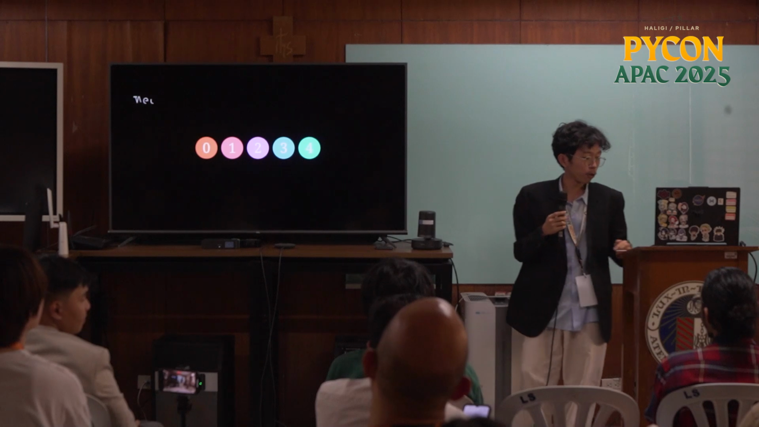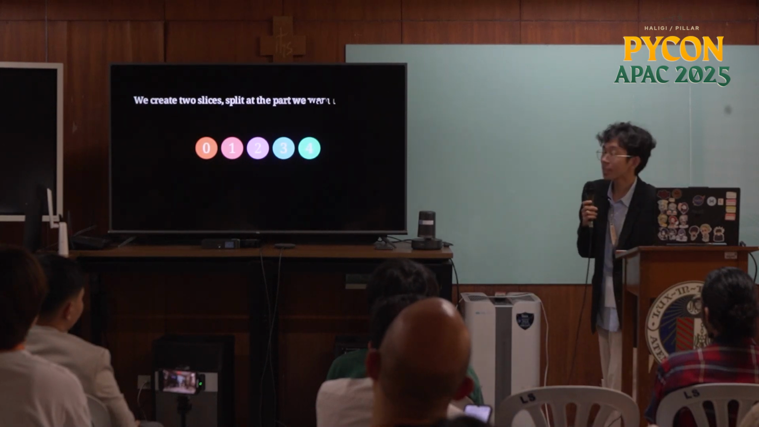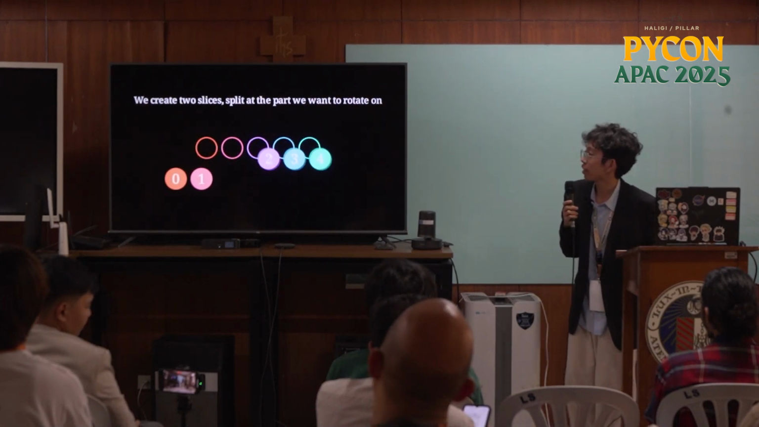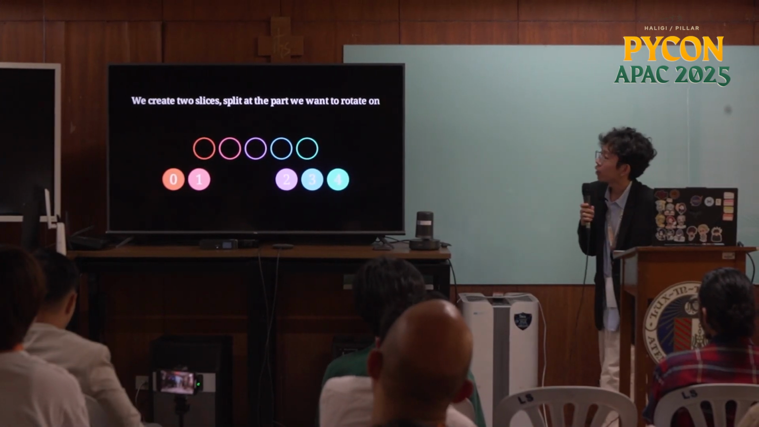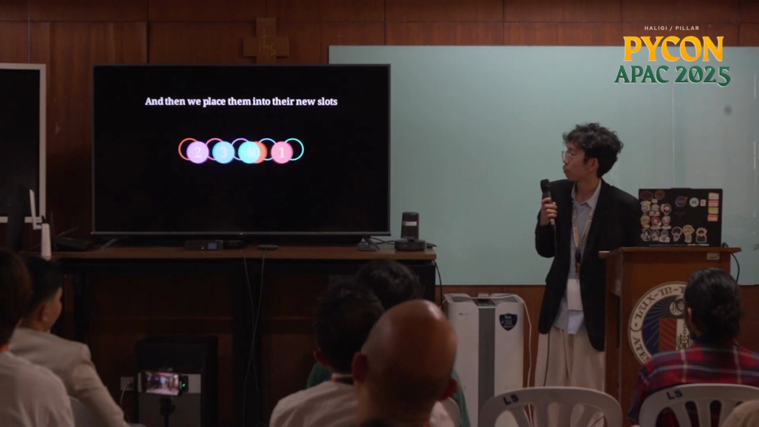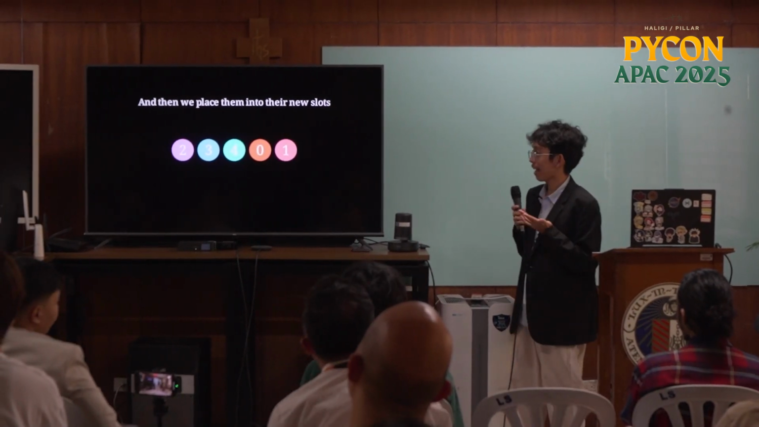So the Pythonic way of doing that would be to create 2 slices, and you split up the part you want to rotate on. That would be at 0, 1, then at 2, 3, 4. And then, of course, you put them at the slots that you wanted them to be in. So that's the answer, right?